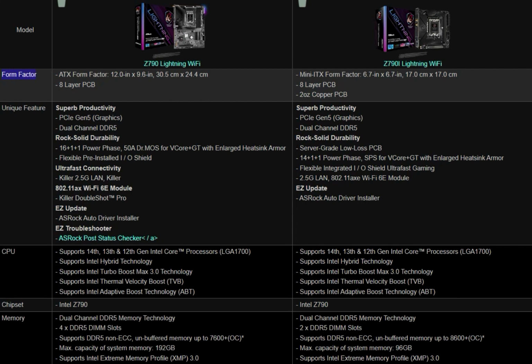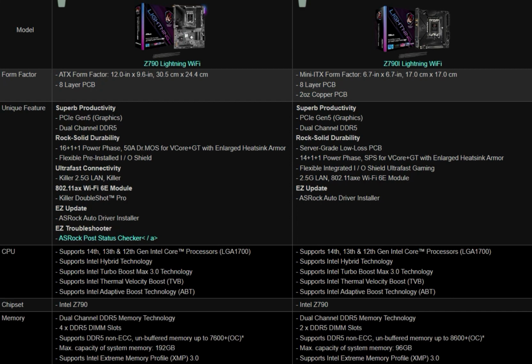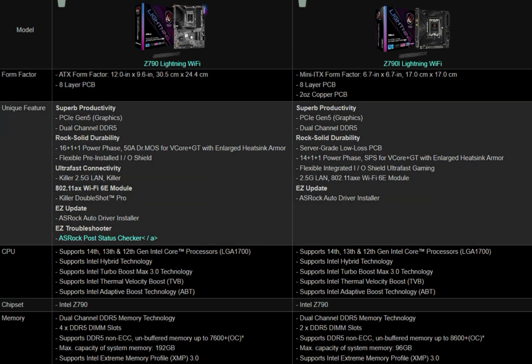Okay, so firstly, let's talk about form factor. This is an 8 layer PCB and this is almost mini ATX form factor, mini ITX form factor, but that is the advanced 2OZ copper PCB. Unique features: PCIe 5th generation. This is also PCIe 5th generation for the graphics card. Dual channel DDR5 dual channel.